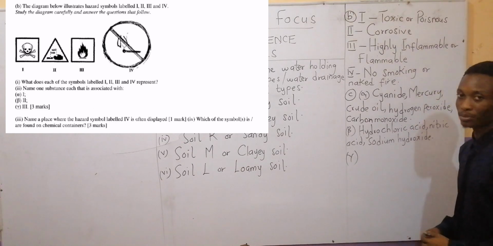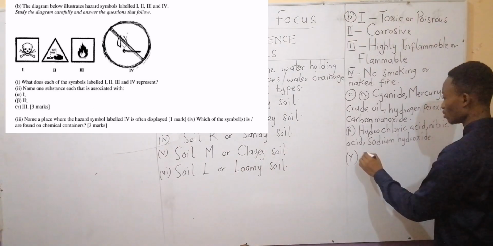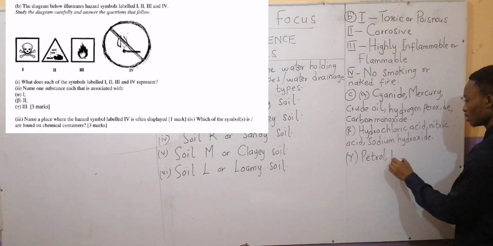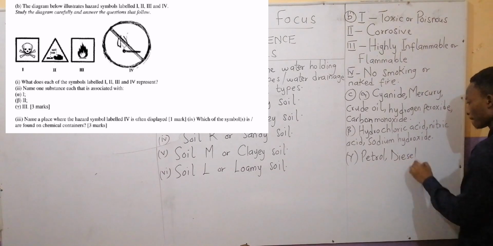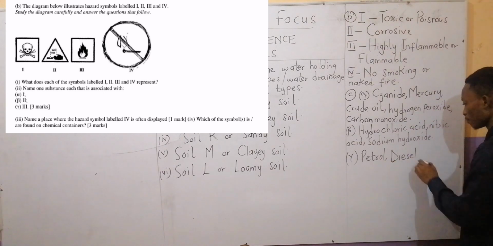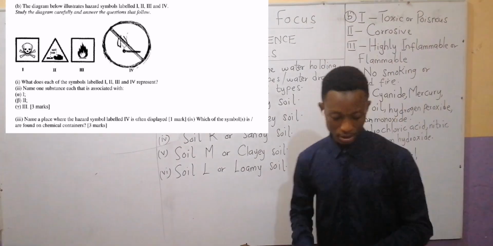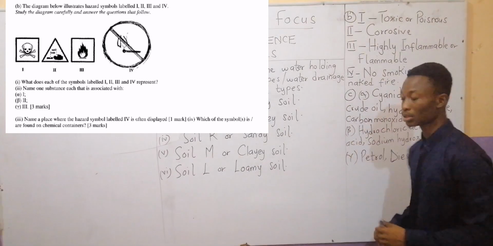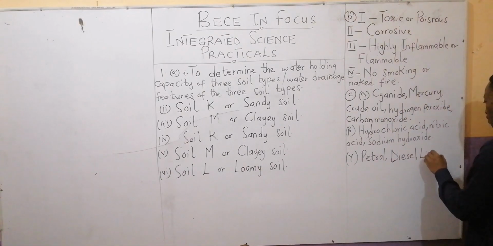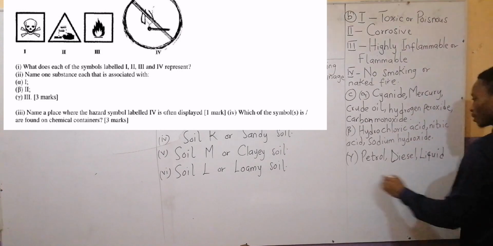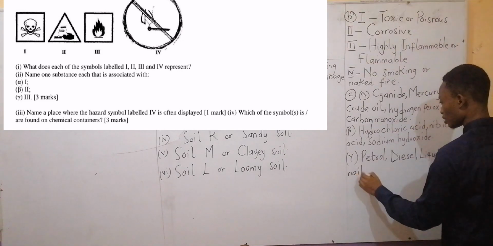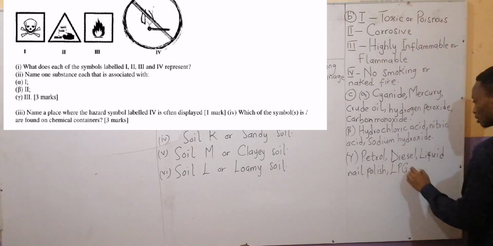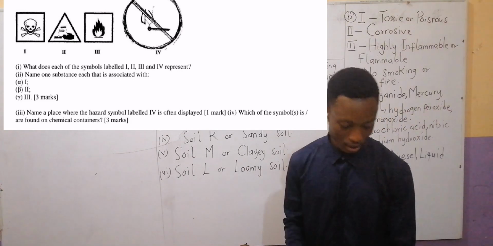highly inflammable things. We can identify these things on petrol, diesel, and sometimes on liquid nail polish, liquefied petroleum gases, and the like.